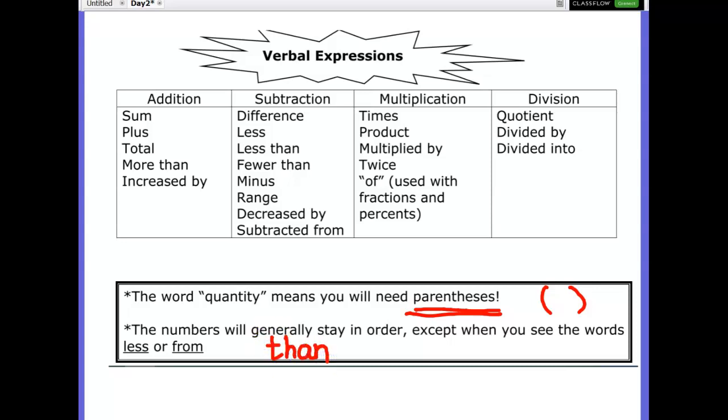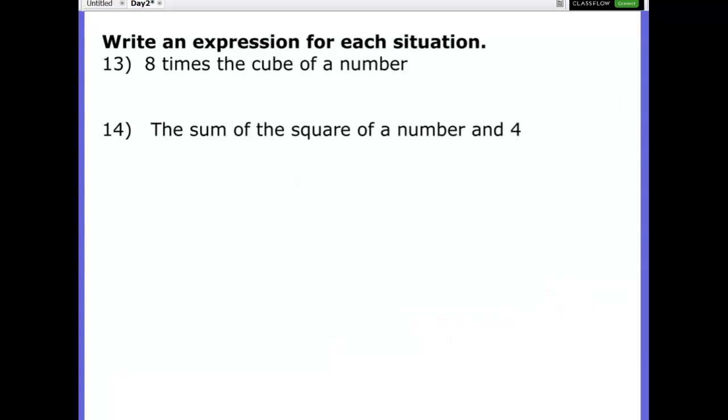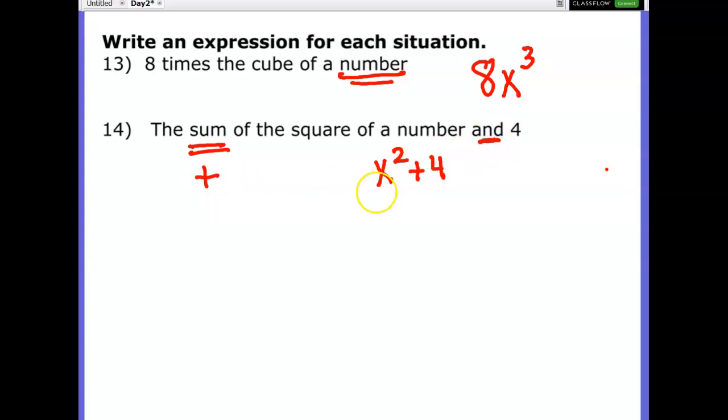All right, so let's try to do a few of these. Write an expression for each situation. The cube of a number times 8. The number is unknown, so that's going to be our variable. You can use any variable. I'm going to use x, so 8 times it would be 8 times x, and it's the cube of the number, so we're taking it to the third power. The sum means addition. The square of a number would be to the second power, and we're adding 4. So the sum of the square of a number and 4 would be x squared plus 4.